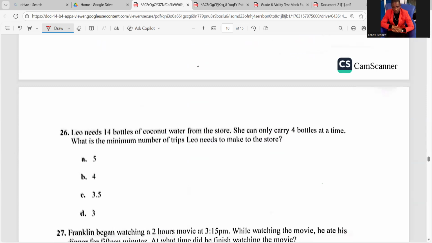Leo needs 14 bottles of coconut water from the store. She can only carry 4 bottles at a time. What is the minimum number of trips Leo needs to make to the store?